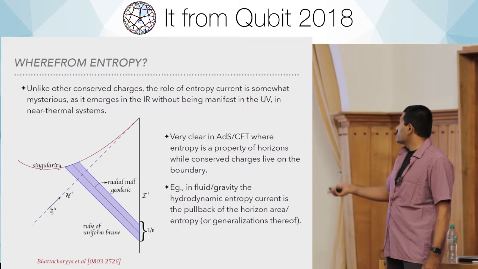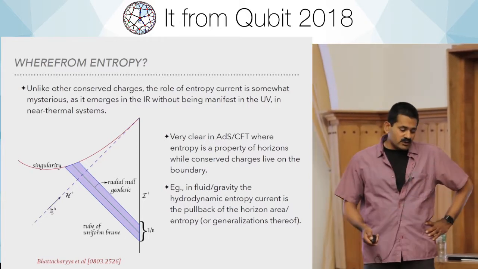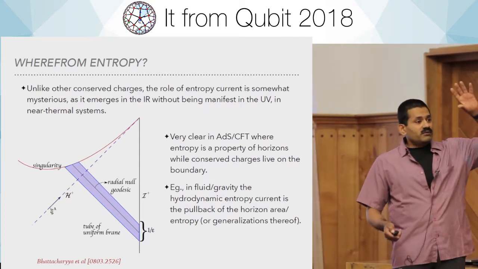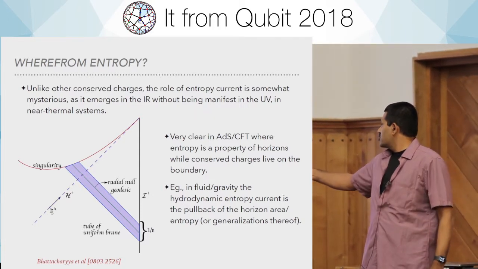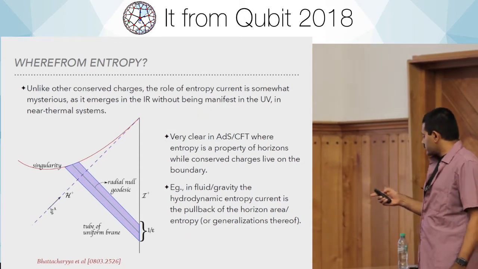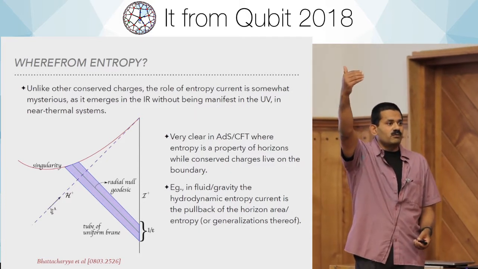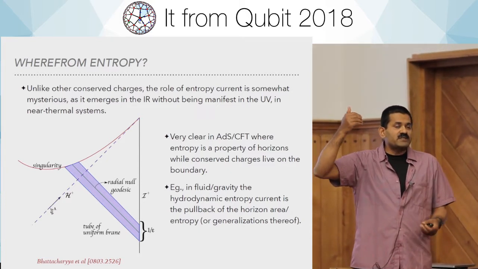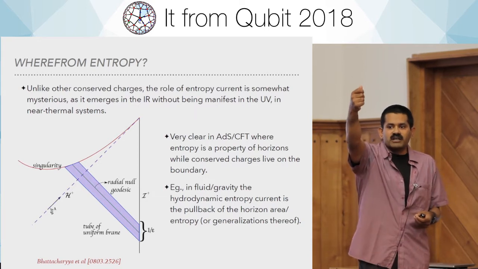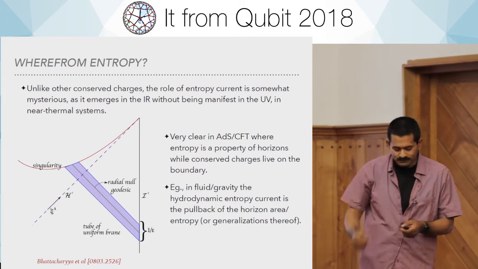For example, if you look at the fluid gravity context, where you have black holes in near equilibrium dual to fluids on the boundary, the fluid stress tensor lives on the boundary of AdS, but the entropy current is the pullback of the horizon area form onto the boundary. So in some sense, you have to go into the IR of the geometry and bring back the entropy to ask what it means in the field theory.